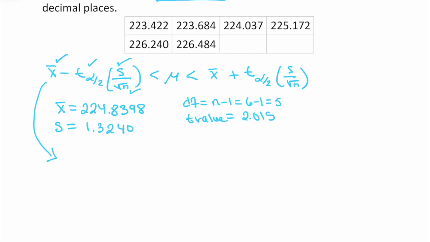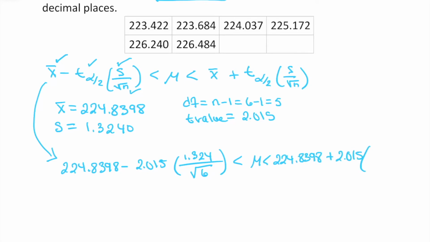So we'll plug everything in. On the left-hand side, we've got 224.8398 minus our t-value of 2.015 times our sample standard deviation of 1.324 divided by the square root of our sample size, which is 6. And on the right-hand side, we have the same thing, we're just adding now. So 224.8398 plus 2.015 times 1.324 divided by the square root of 6.